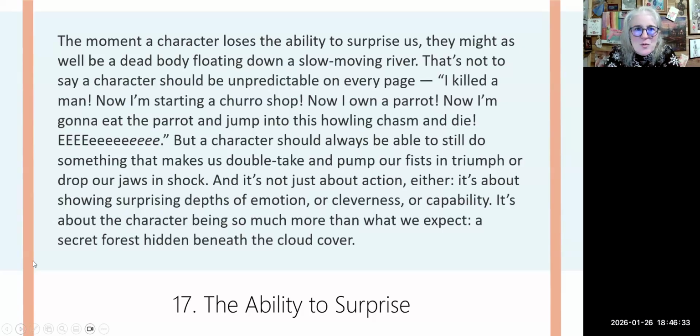We need that ability to surprise. Where you turn the page and you go, what did she just say? Where did that come from? Right? It's an internal thought. It's been building and building and building. And you can add to that.